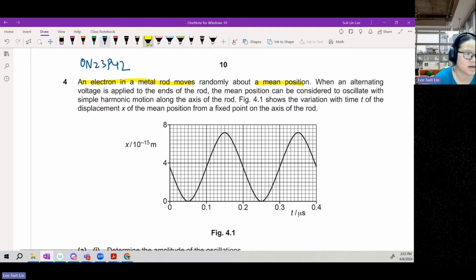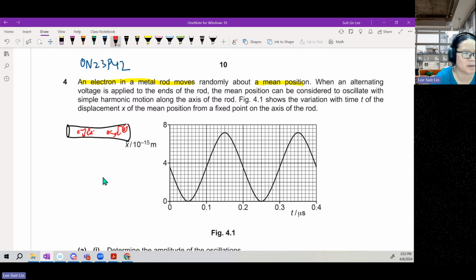So without any current, if I zoom in and look at a metal rod, here's what we hypothesize the movement of the electrons will be. They will move or vibrate randomly. They don't really have a direction. They just move however they want.